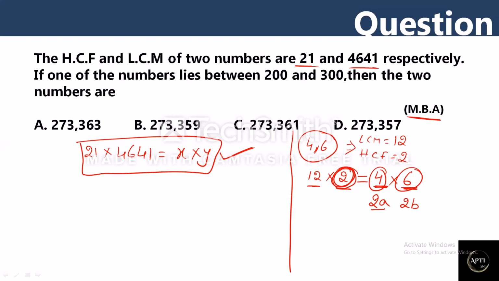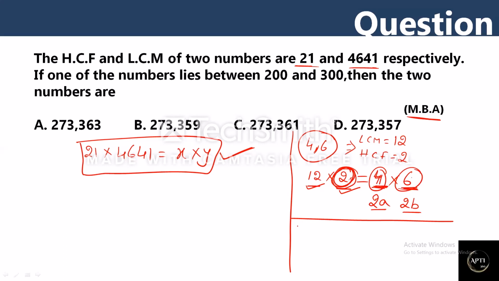Why I'm taking them as 2a and 2b: for sure, if you know the LCM and HCF, the given numbers are multiples of their HCF. Remember this, the given numbers are multiples of their HCF. Is that clear? Why are they multiples of the HCF? If you take 4, 4 is a multiple of 2, the HCF, and 6 is also a multiple of 2. This is the logic, and if you want, I will explain with one more example so that you get a clearer idea.